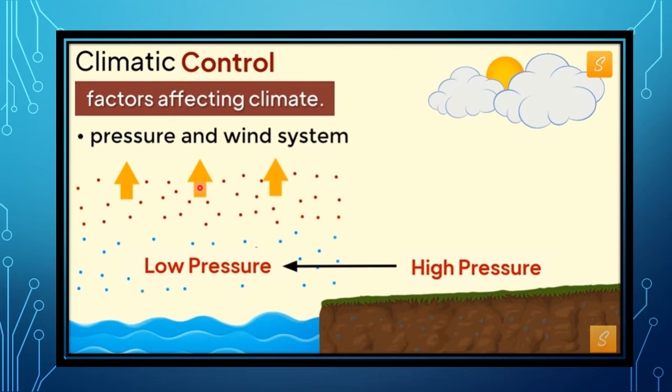Now from where will the wind blow? Obviously wherever there is less air. So wind will blow from land to sea, from high pressure to low pressure. As I already told you, wind always blows from high pressure to low pressure. This you have to remember.